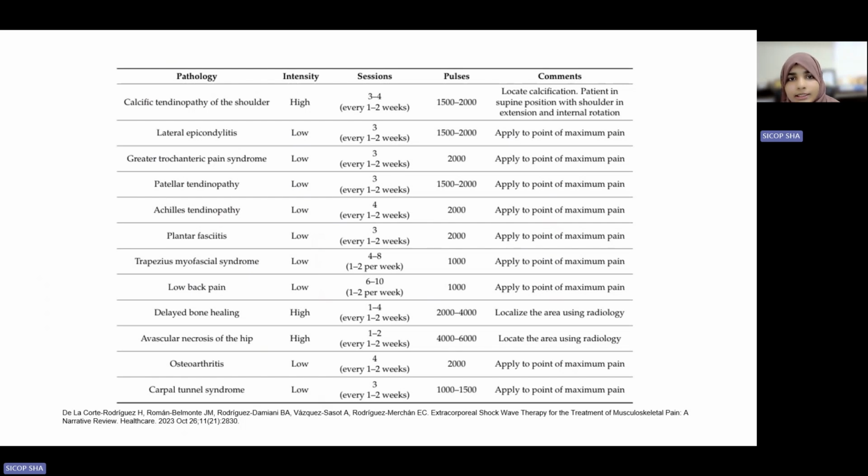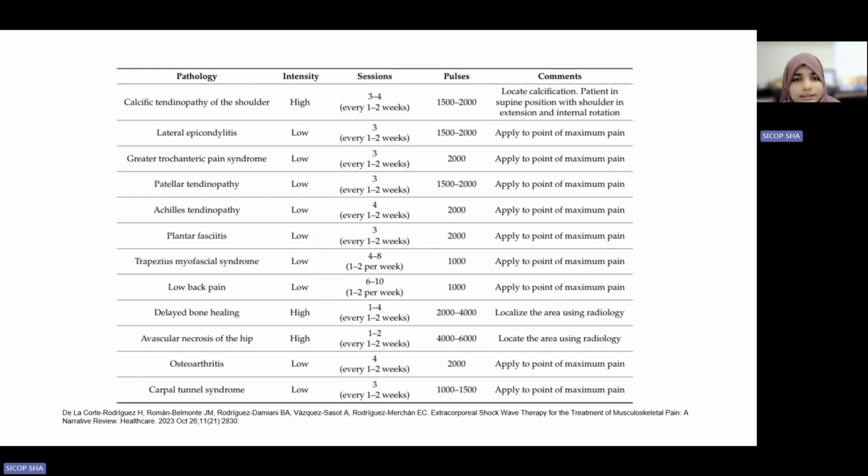For lateral epicondylitis, intensity should be low. Sessions should be 3 every 1 to 2 weeks. Pulses, same as before, like 1500 to 2000, applying to the maximum point of pain. Next is greater trochanteric pain syndrome. The intensity used here was low. Sessions 3 every 1 to 2 weeks. Pulses which are applied as 2000 applied to the point of maximum pain.